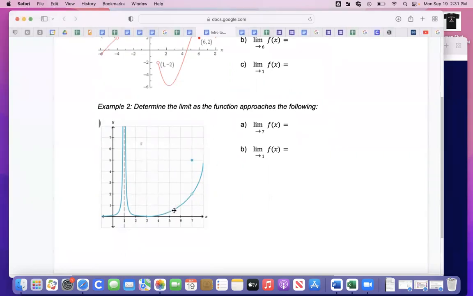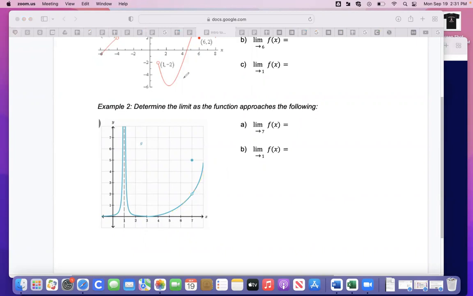All right, as it approaches 7, this is what I'm looking at on my graph. Here's my graph at 7. It's approaching this hole here. And so what y value is this function approaching as x is approaching 7? It's the number 2. So the limit as this function approaches 7 is 2. Okay, now let's talk about some special case scenarios.